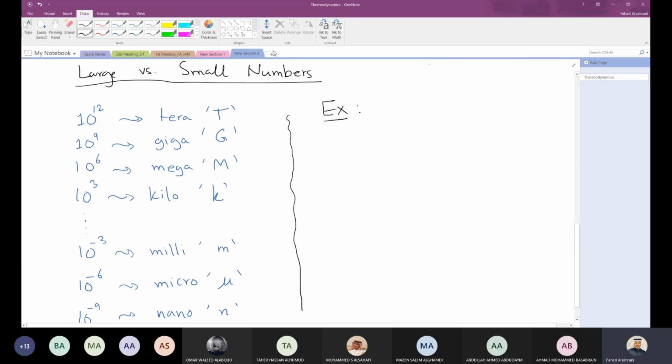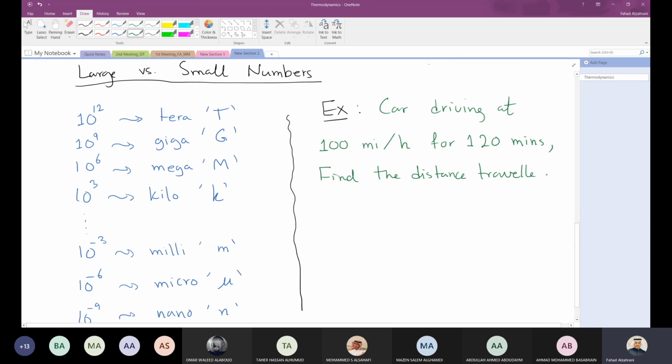Okay, the question is, a car driving at 100 miles per hour for 120 minutes. Find the distance traveled in meters.